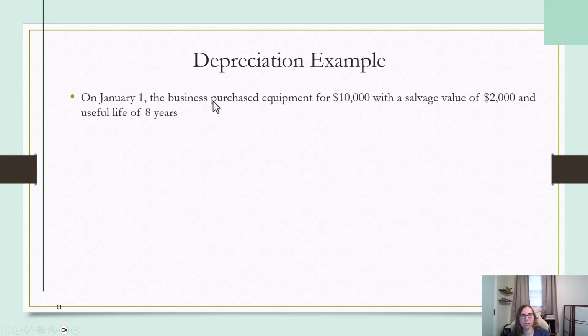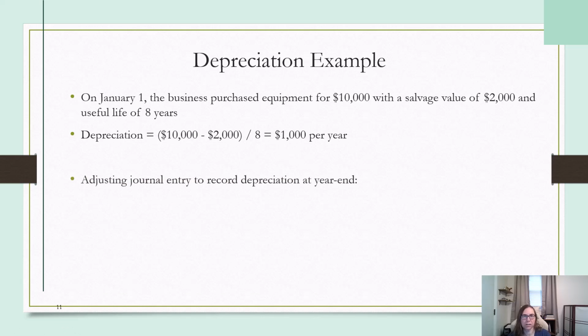On January 1st, the business purchased equipment for $10,000 with a salvage value of $2,000 and a useful life of 8 years. So you would plug that into the formula. $10,000 minus $2,000 divided by 8 is equal to $1,000 per year. And you would plug that into your adjusting entry.